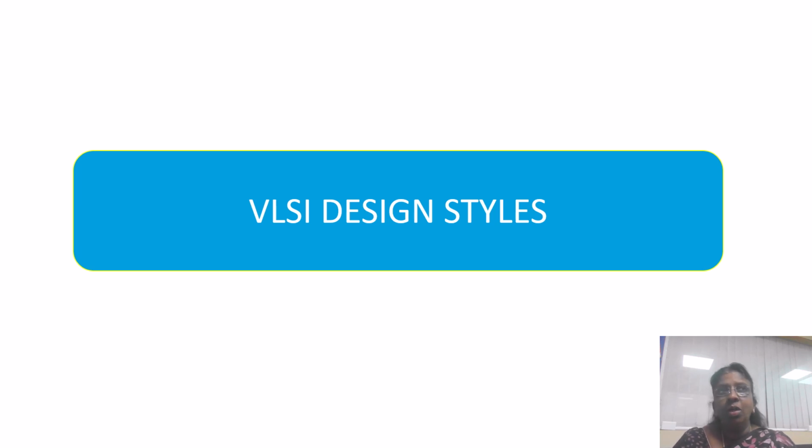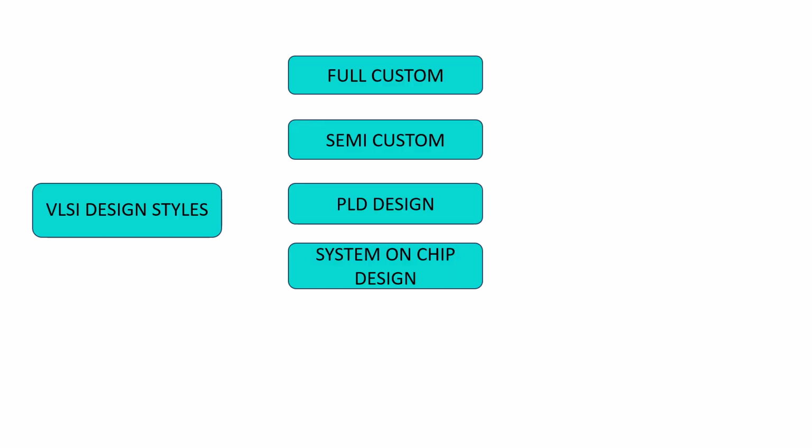Because, as all of you know, the size of an IC and the size of a discrete transistor is almost the same. Then how are we able to incorporate these millions of transistors on the same IC? For this we need some design styles. The VLSI design can be classified as full custom, semi-custom, PLD design and system on chip design. In the coming slides, we will see the different design styles one by one.